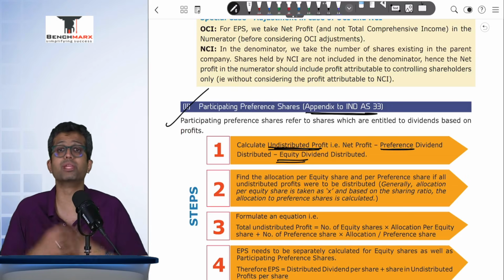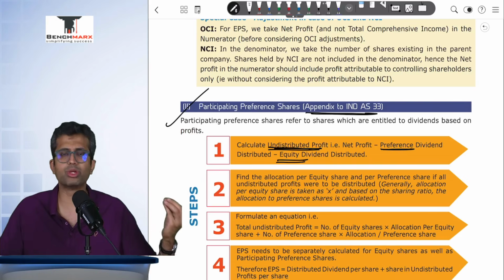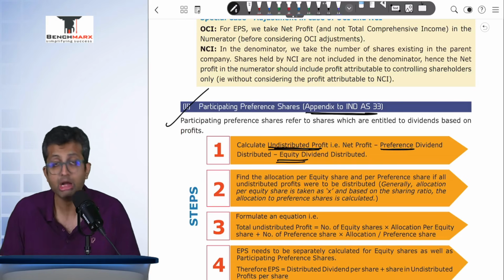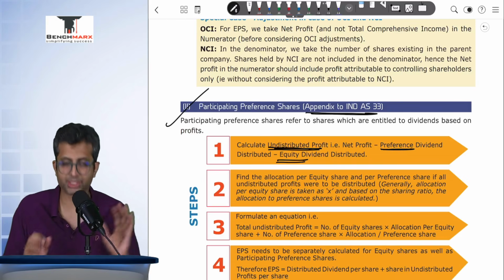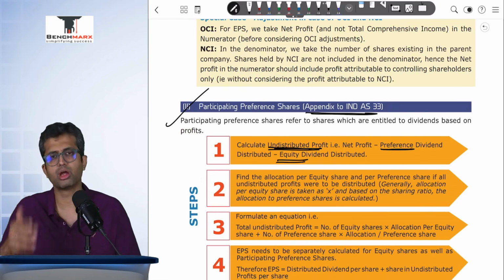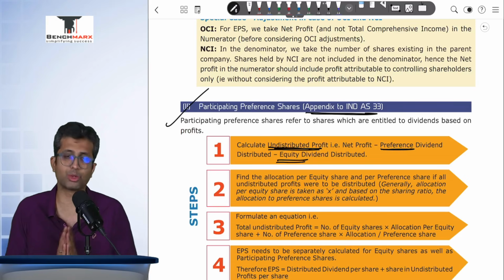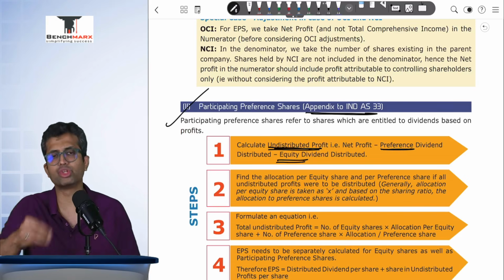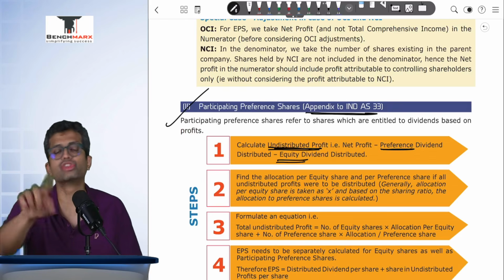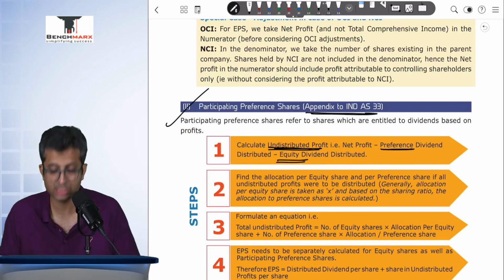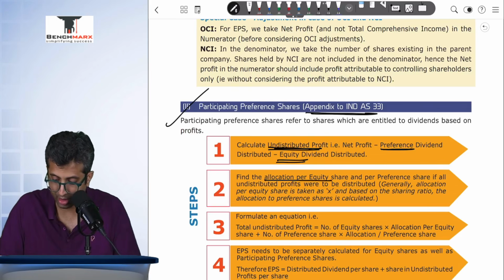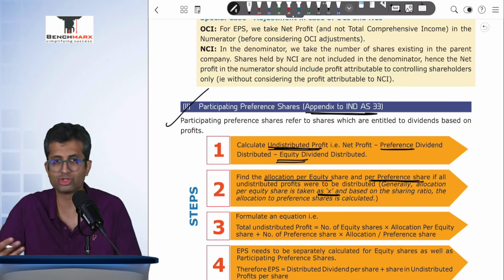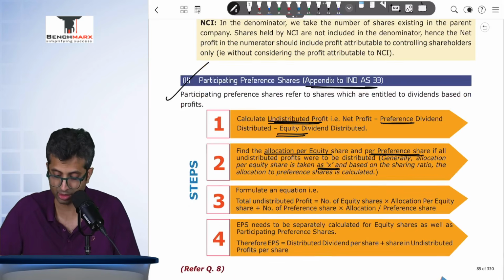That is a pool of money which is now to be shared between the equity shares and the preference shares. But there will be a ratio. You might be told that 20% per preference share against 100% for an equity share. And hence, you will have to say that let the dividend per equity share be X, then the additional dividend per preference share will be 0.2X. So over here, you will find the allocation per equity share, and then based on that, the allocation per preference share. You can take one of them as X and other based on the agreed relationship. We will do a problem based on that.